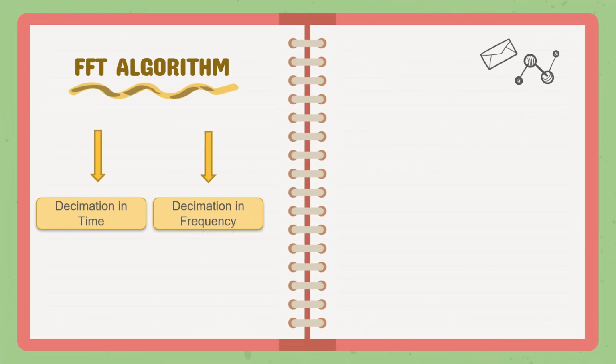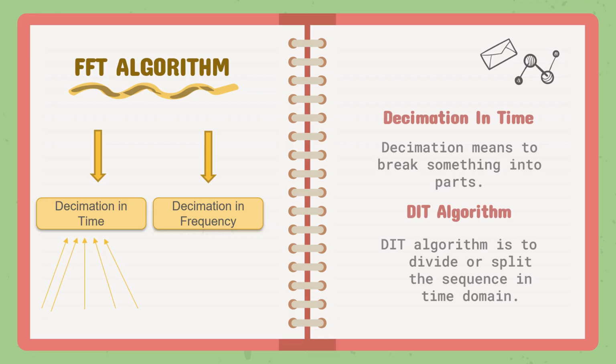Next, there are basically two types of FFT algorithm, which are classified as decimation in time and decimation in frequency. However, our group will only focus on DIT. Decimation in time means to break something into parts, while the DIT algorithm is to divide or split the sequence x[n] into smaller sequences in the time domain.